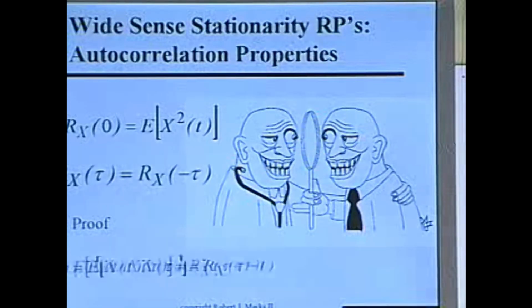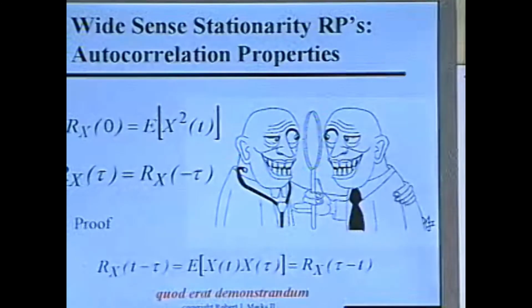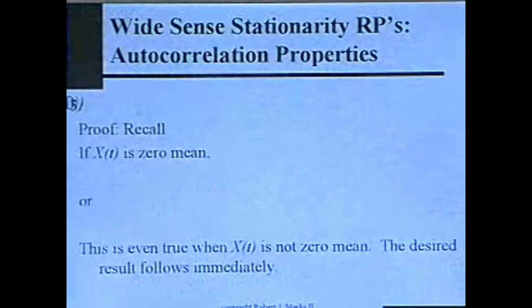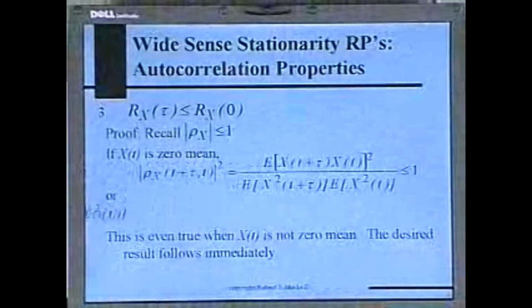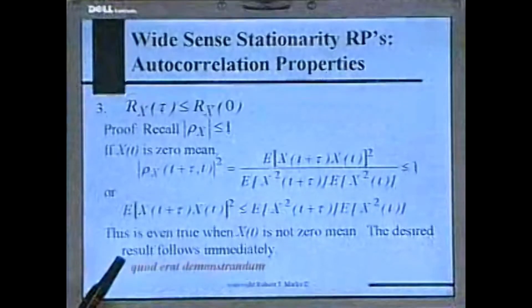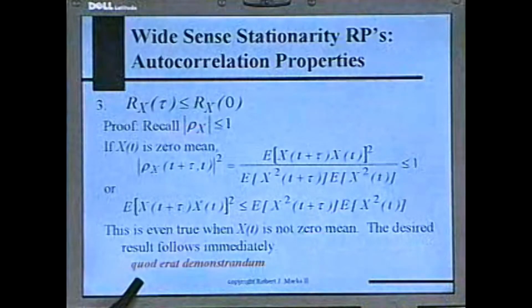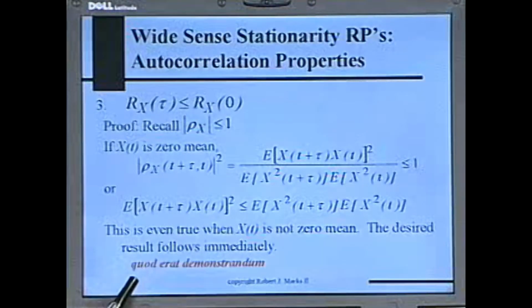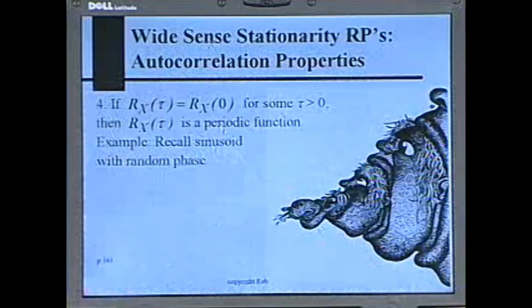So forward we go. Okay, here's the proof of that. Quod erat demonstrandum. How do you say that? Anybody know how to say that? Anybody take Latin? My daughter's going to school. She has to learn Latin, and I don't know it. Quod erat demonstrandum. Okay.